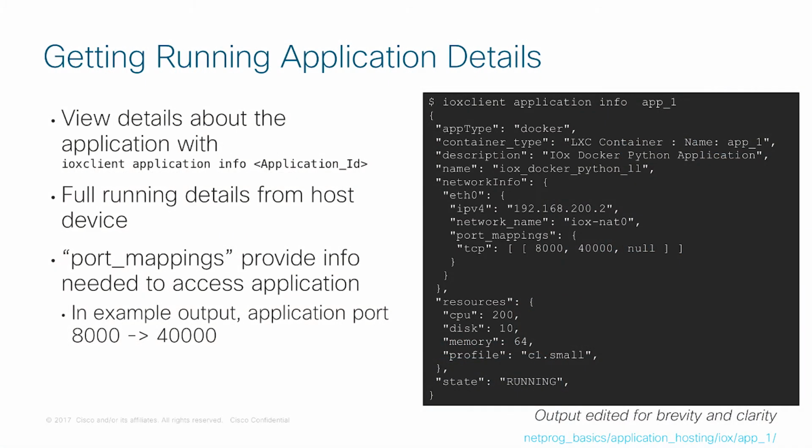There is a lot of good information in here, but if we actually want to use our application, one we really want to look at is the port mappings. Now our application is containerized, and inside of that container, we know our app runs on port 8000. We saw that in some of the other prep steps that we looked at. Now port 8000 with IOX gets mapped out to port 40,000 in this example to make this application available by targeting the end device, the network device that's hosting it.